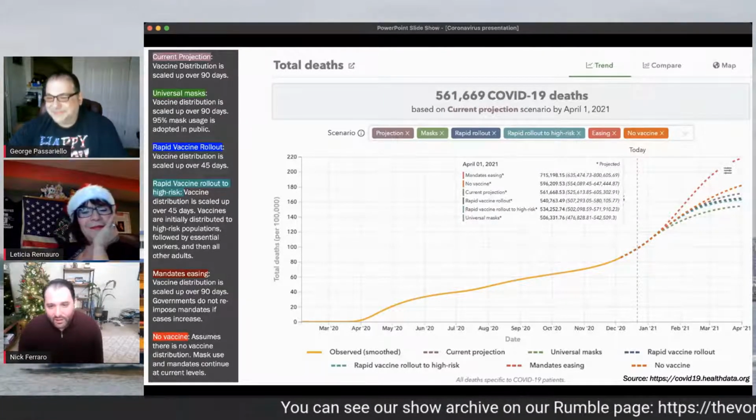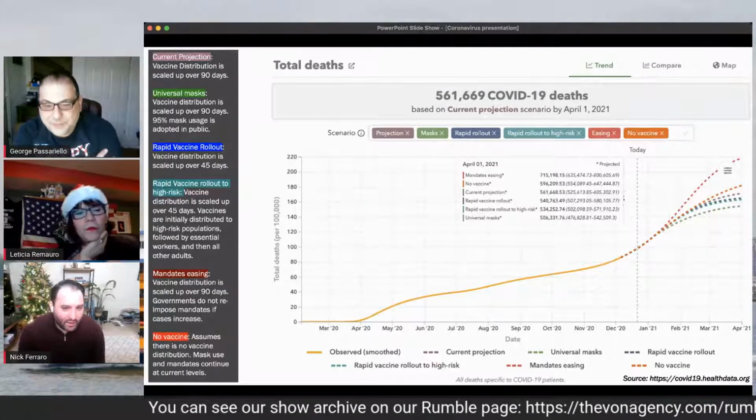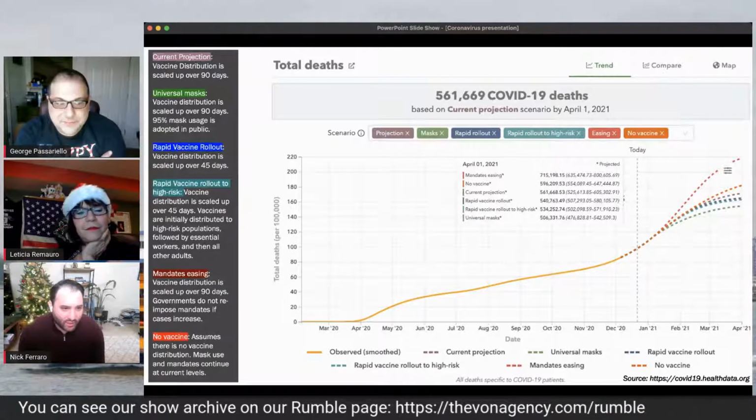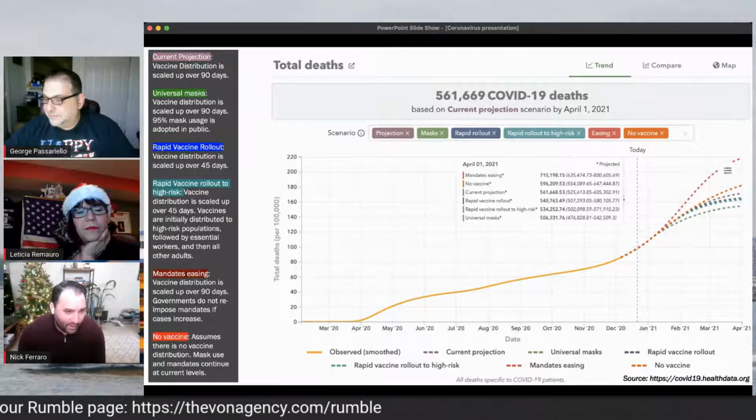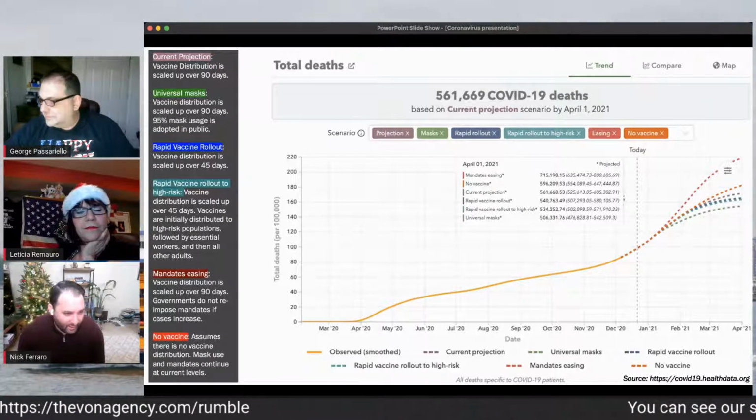So obviously, if we look at universal mask wearing and the factors they put into that projection, you're scaling up the vaccine over 90 days, and 95% of people are wearing masks. You'll see a lot less death, right?